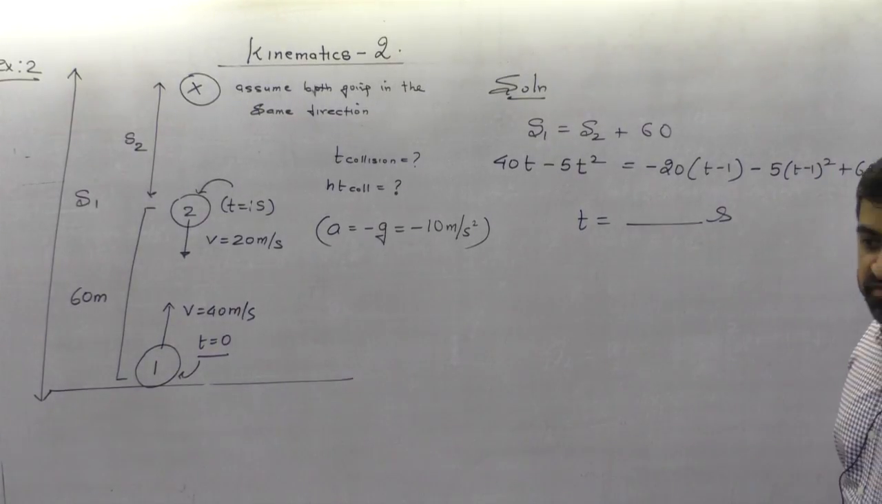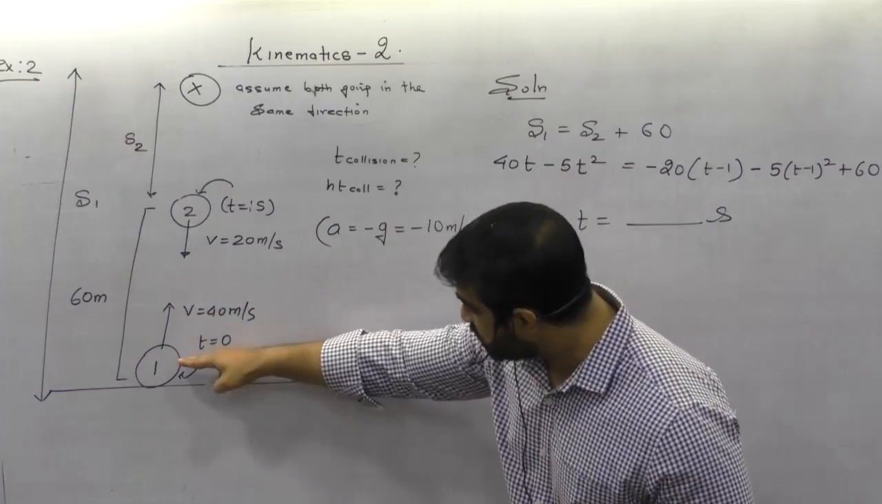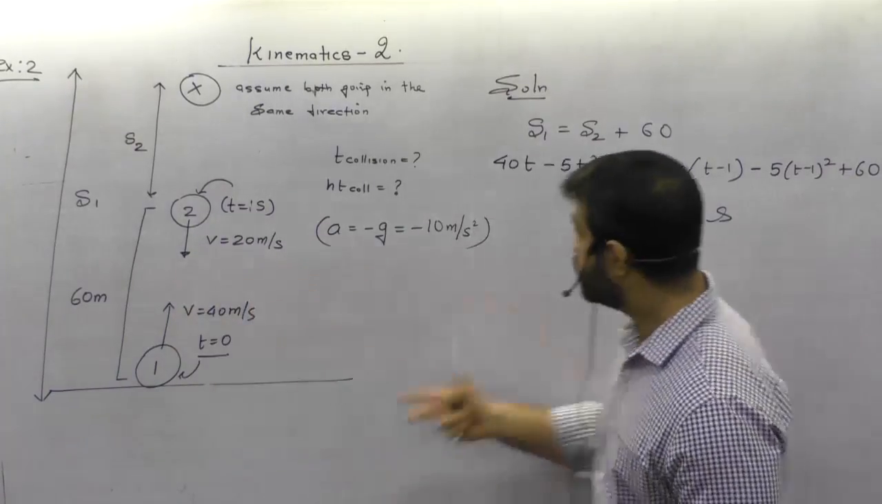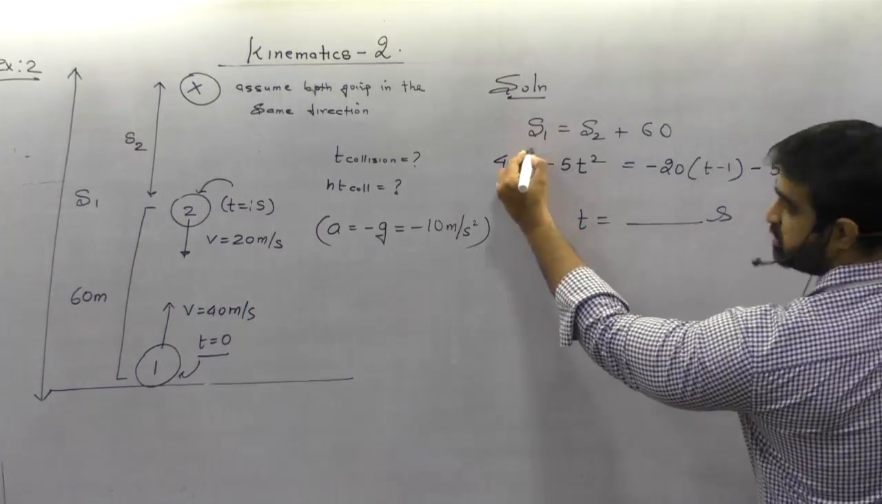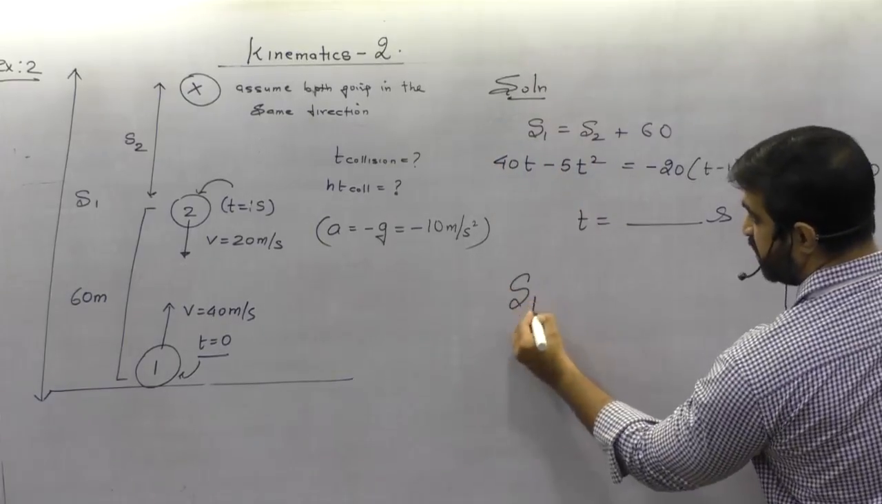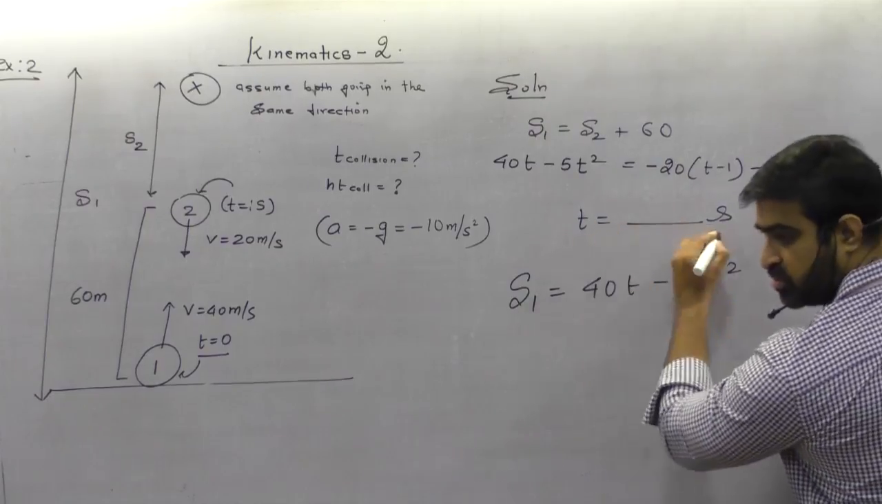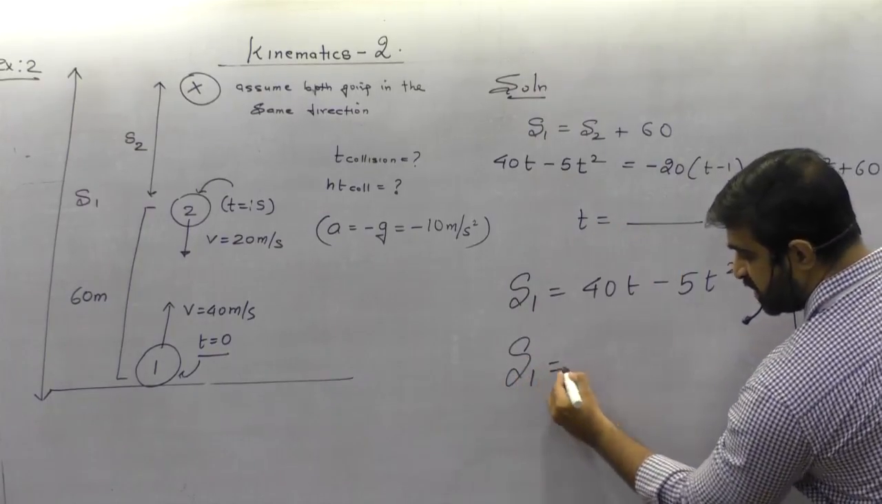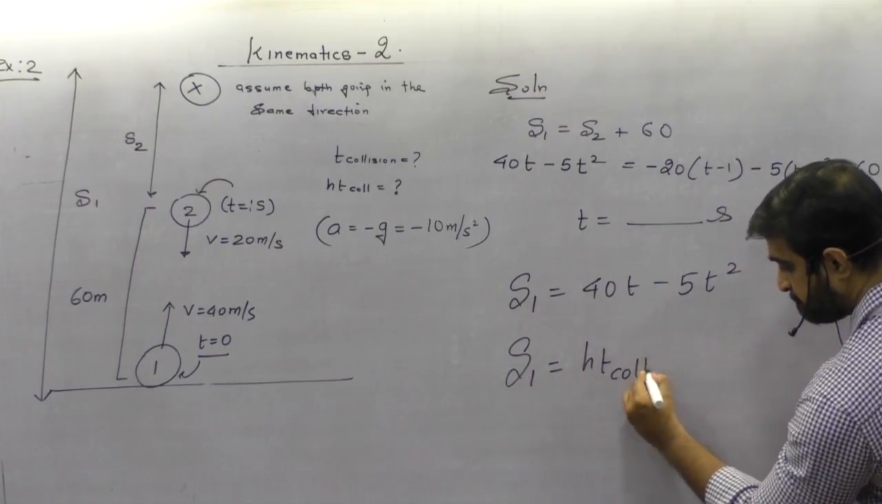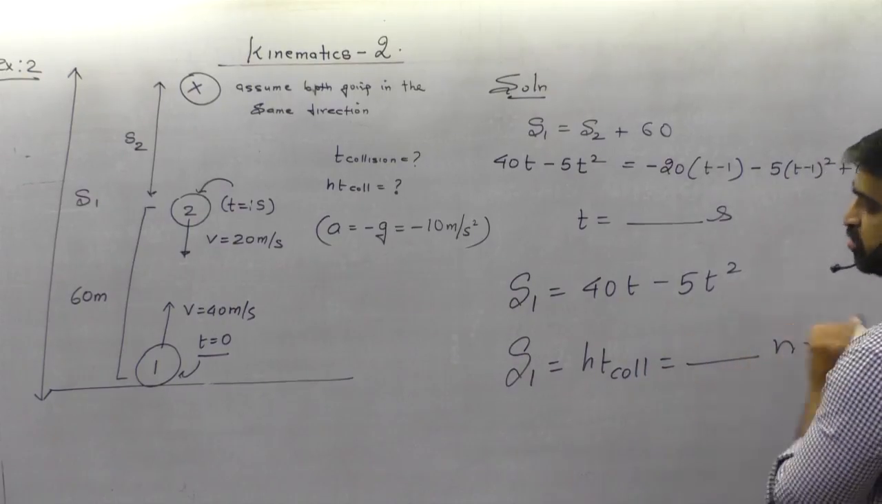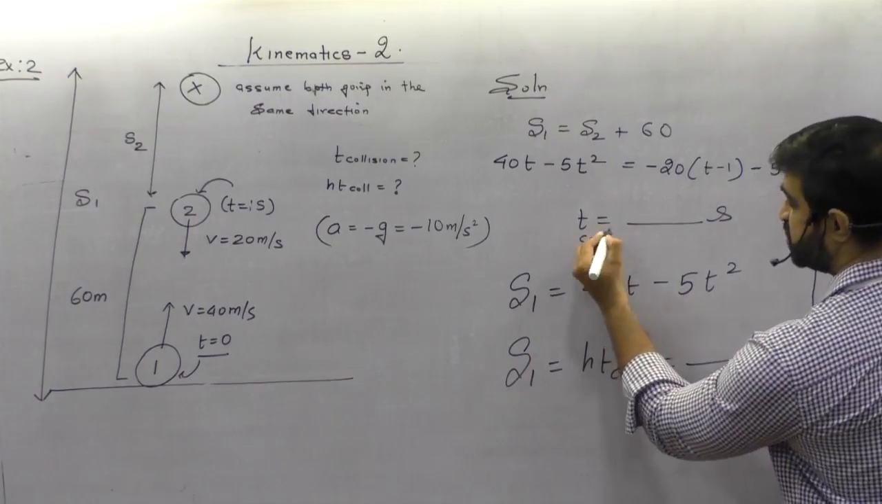Height is always calculated from where? The ground. So, humko actually S1 dhoondna hai. So, S1 dhoond lo aap. S1 matlab ye na? S1 is what beta? 40T minus 5T square na? T aap yahan se le lo. So, aapko S1 mil jayega. And this will be your height of collision. This much meters from the ground, and this is the time taken for collision.